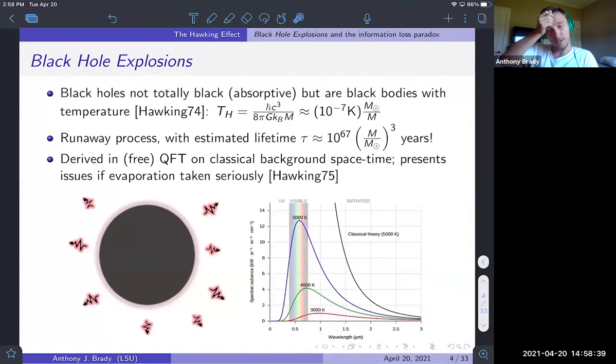I'll start in 1974, with this famous letter by Stephen Hawking, Black Hole Explosions. What he showed, using quantum field theory on a classical background spacetime, is that black holes are not totally black, so they don't just absorb radiation and matter. They're actually black bodies which emit thermal radiation, entirely characterized by temperature, now famously known as the Hawking temperature. This is an interesting formula because you see all the constants of nature except for a charge appearing here: Newton's constant G, with the 8 pi G that comes up in Einstein's equations, the Boltzmann constant, h bar, and the speed of light c.